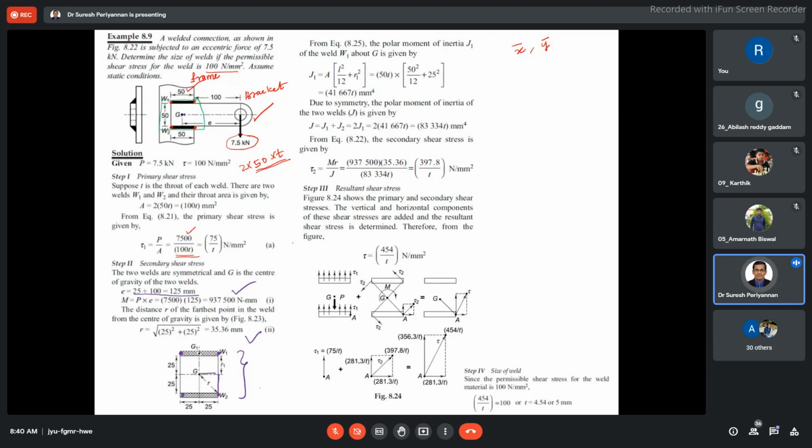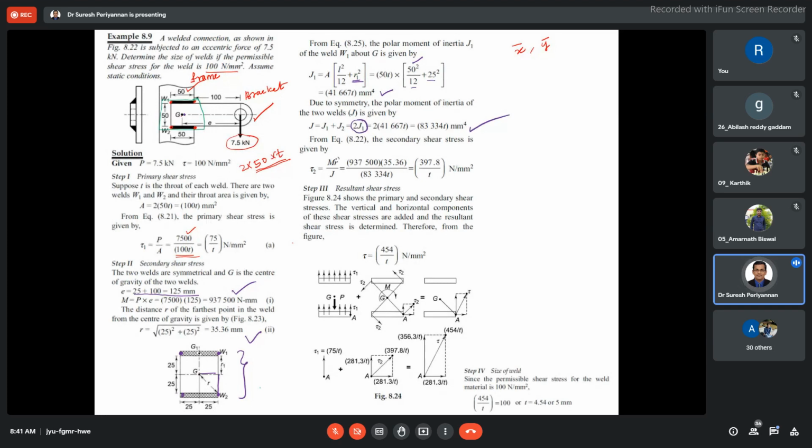Now we already know J1, right? J1 is nothing but L squared into L squared by 12 into R1 squared. Here R1 is 25, so R1 squared is 25 squared. L is the length of the weld, so the length of the weld squared divided by 12 plus 25. Then this is J1. Here two welds are present, so directly, for a symmetrical weld, you can take 2J1. That's all.